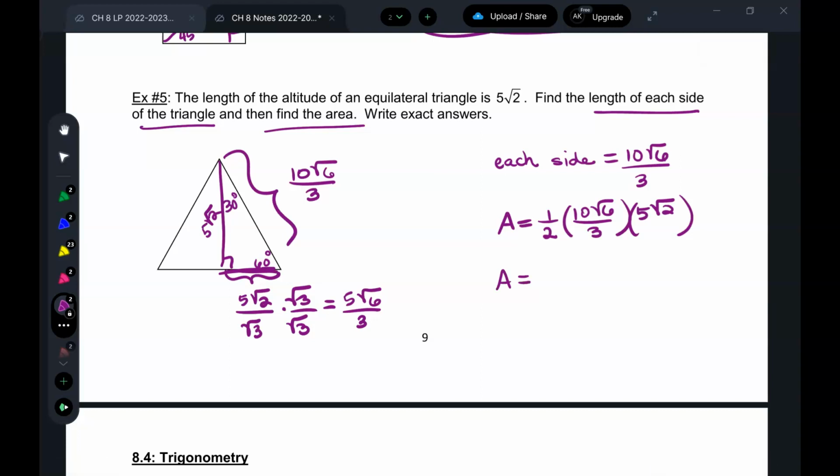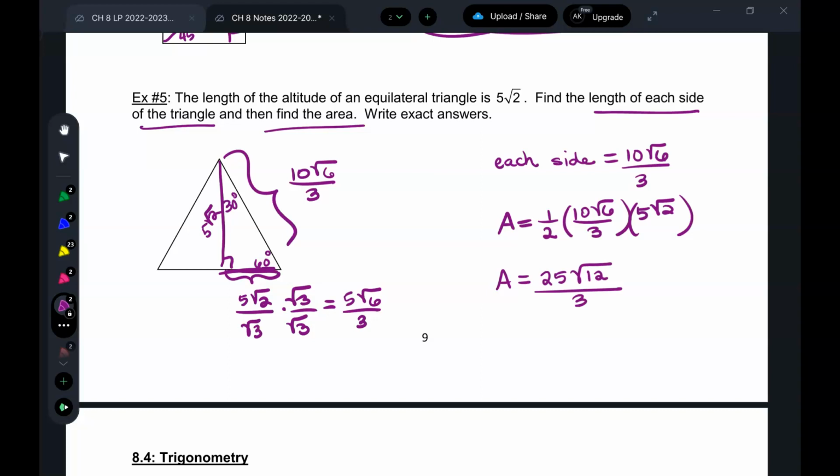Let's see. 25 root 12 over 3. Because you have 10 times 5, so that divided by 2, that would be 50 with a 3 on the bottom. And then root 6 times root 2. Can that be simplified further? Can square root of 12 be broken down?